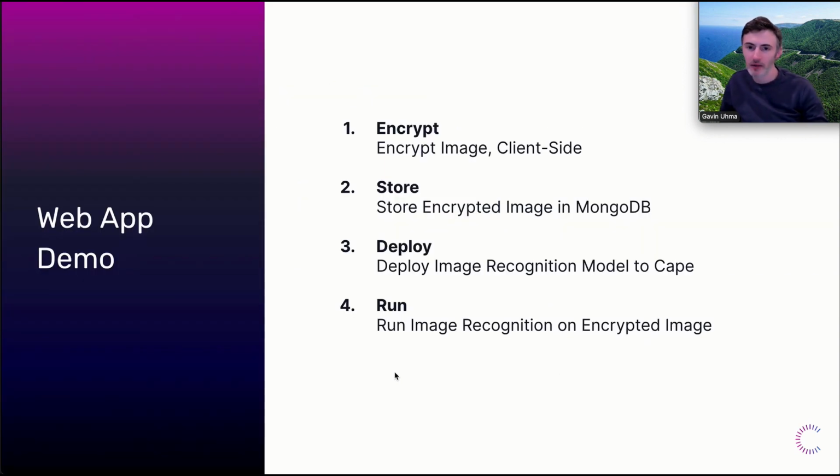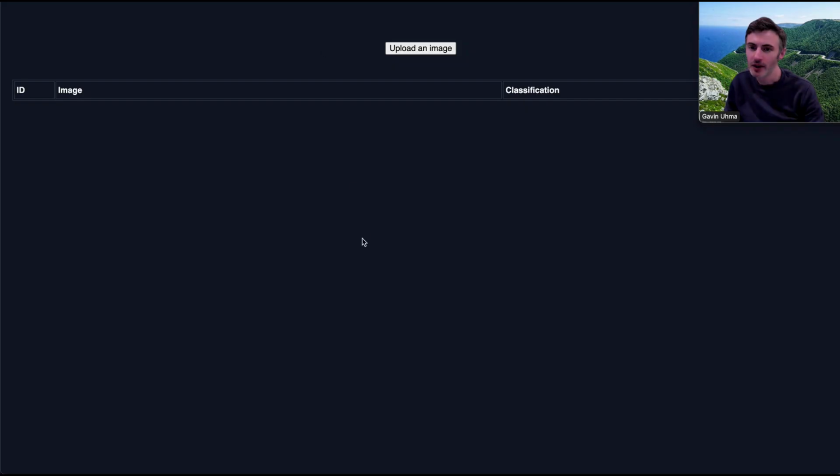So next I want to build a demo application in JavaScript. It's going to be a very simple design. We're just going to encrypt an image on the client side. We're going to store the encrypted image in MongoDB. Then we're going to deploy an image recognition model to CAPE, and we're going to run the encrypted image through that image recognition model. And so the encrypted image will be processed by the model within a secure enclave, and the image itself will remain confidential the entire time.